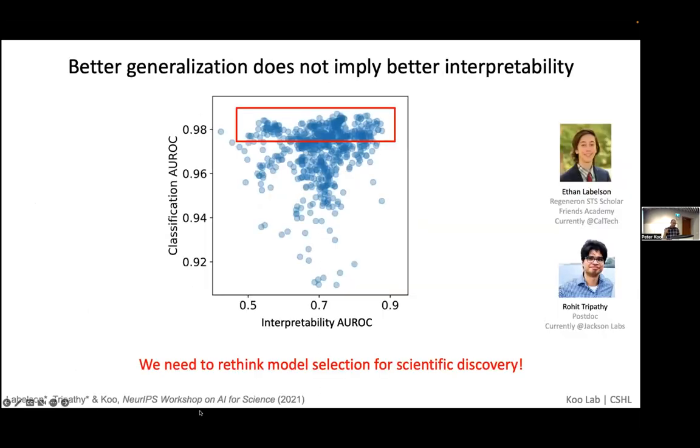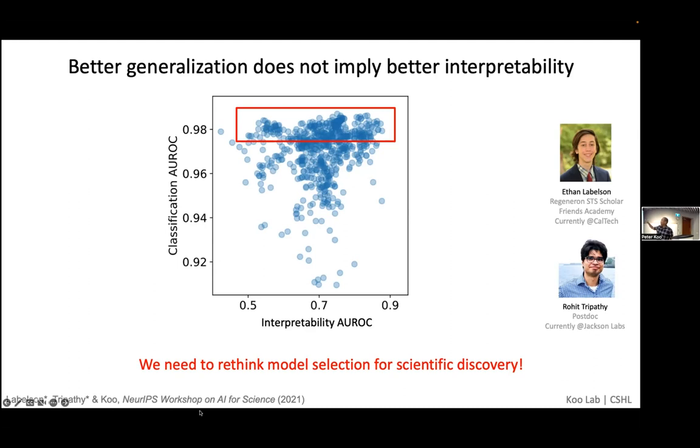A very interesting observation was made by Ethan, a high schooler in my lab, and Rohit, a former postdoc. They were interested in exploring how regularization could help improve the efficacy of attribution analysis. So they trained hundreds of deep learning models with different regularization strategies. The details of that aren't important for this talk. They trained them on synthetic data, where we have random DNA sequences with motifs implanted in them. So when we do attribution analysis, we know exactly which positions the attributions should be located, and we can quantify that. We call this an interpretability AU-ROC.